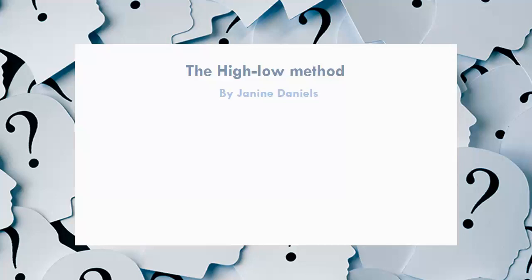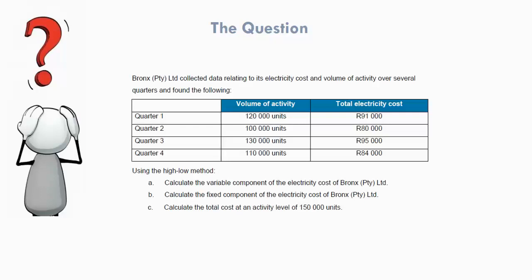It uses the principle that an increase in the total cost can be attributed to a change in the total variable cost caused by the change in the level of activity, since the fixed component remains unchanged. I will go over the sample assessment question related to Bronx Pty Limited to explain the concept.